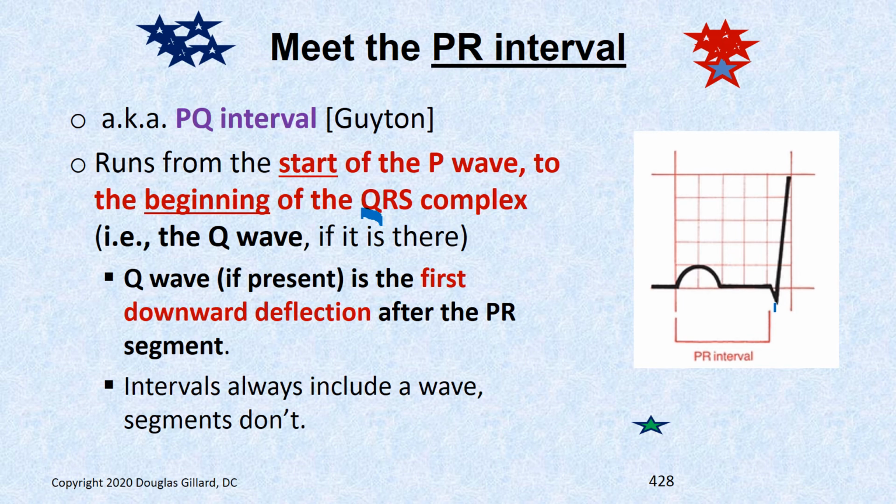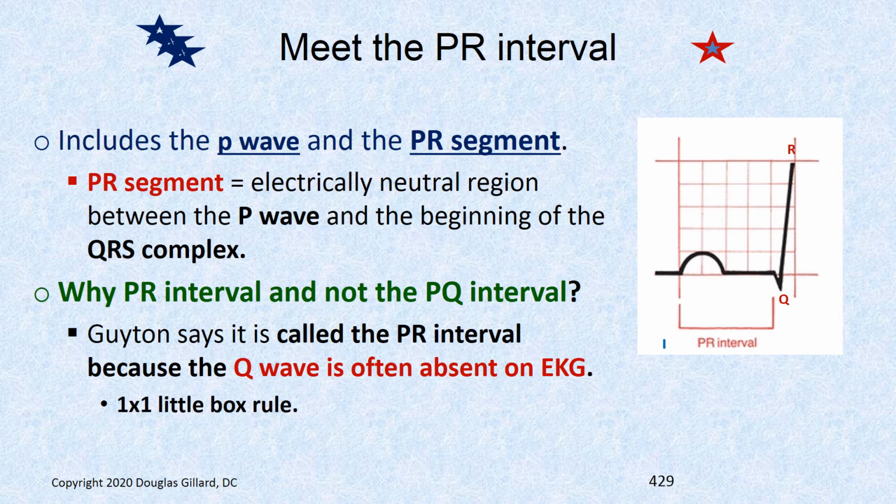The problem is, on EKG, you don't usually see the Q wave. So it gets confusing for students. It usually starts at the R wave, so hence the PR interval became more popular. So the PR interval includes the P wave and the PR segment, right? Do I need to draw the PR segment? We've already really talked about it. Why PR interval and not the PQ interval? Again, Guyton says it's called PR interval because the Q wave is usually not on EKG.